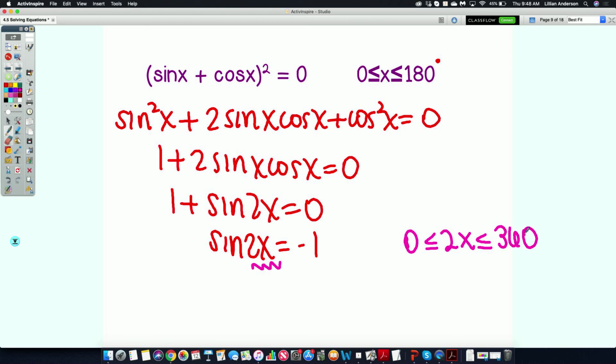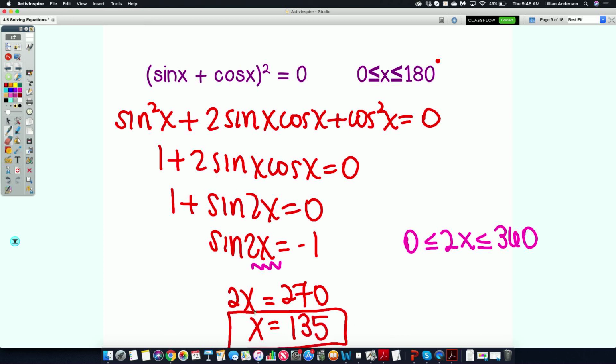And where is sine a negative 1? 270. If I only look between 0 and 180, I would have no solutions because there are no solutions where sine is negative 1. So then that is 270. That's going to equal 2x, not x. So I have to divide by 2, and then that is my solution, and it does fall within my original domain of 0 to 180.